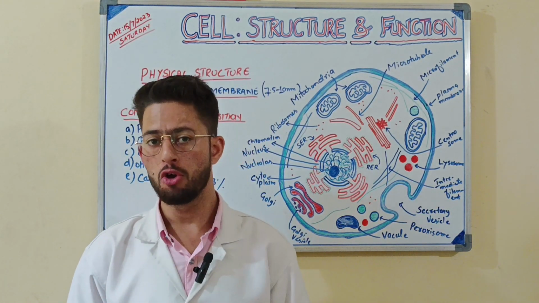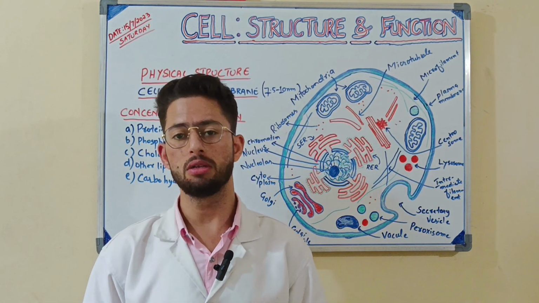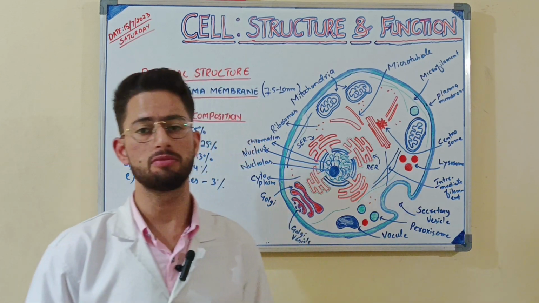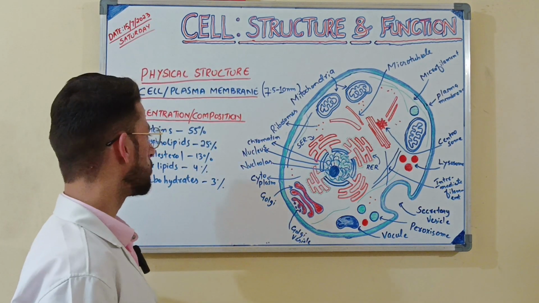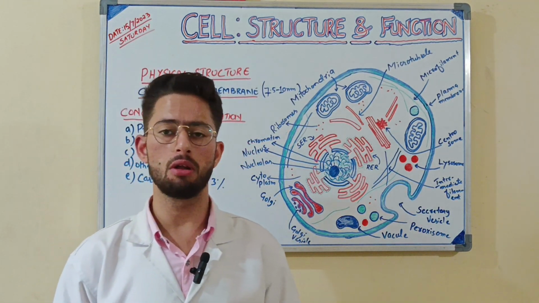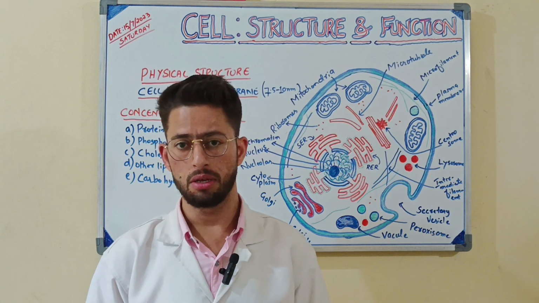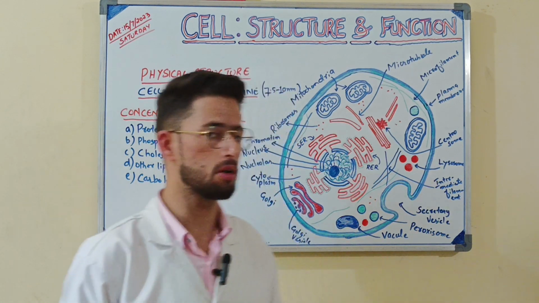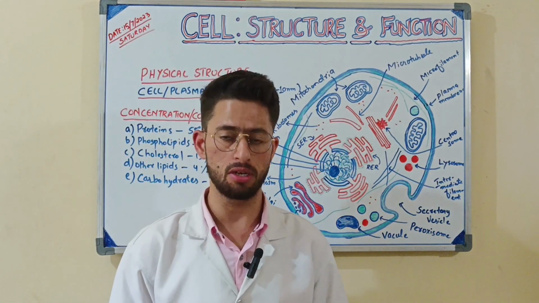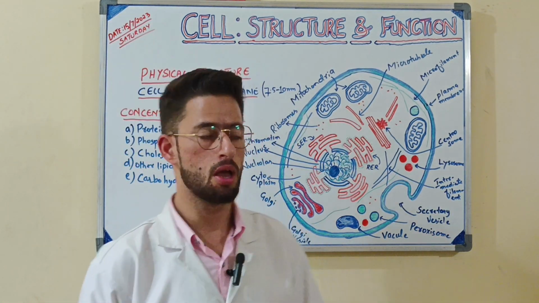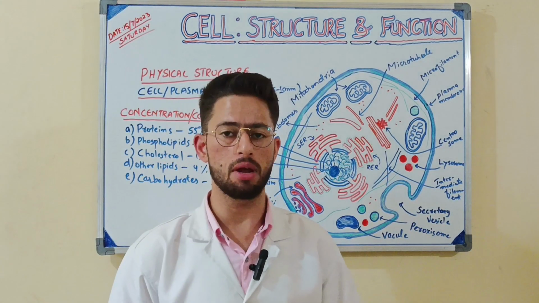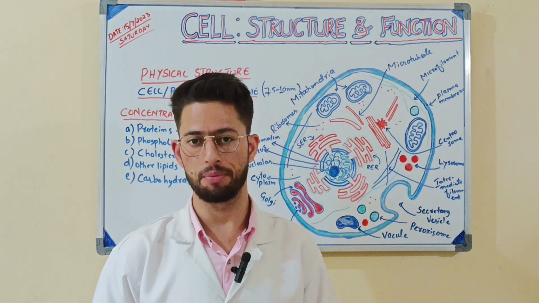First one is the proteins. Proteins constitute about 55%. Next one is the phospholipids, about 25%. Third one is the cholesterol, which comprises about 13% of the total plasma membrane. Other lipids are 4%, and last one is carbohydrates. So mainly in the plasma membranes, carbohydrates are present.